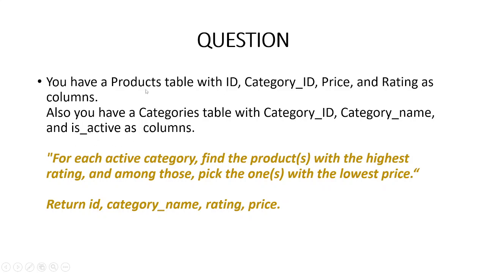So the question that we have today is, for each active category, so we are talking about this is_active column, we have to find the product that has acquired the highest rating, and among those we have to pick the product which has the lowest price. That's what is going to give us the best product that we have in our store. The product that has received the highest rating, and the price is lower.